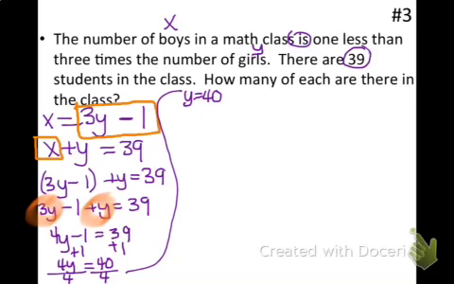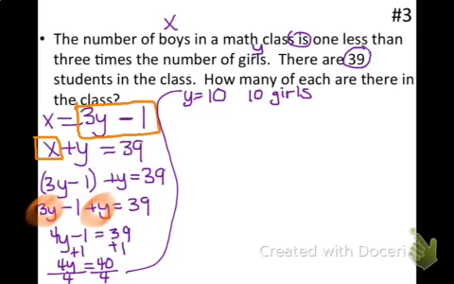Okay. So if y is equal to 40, then that means that there are, excuse me, not 40. What am I saying? Y is equal to 10. Excuse me. That doesn't make sense. Y is equal to 10. So that means that there are 10 girls.